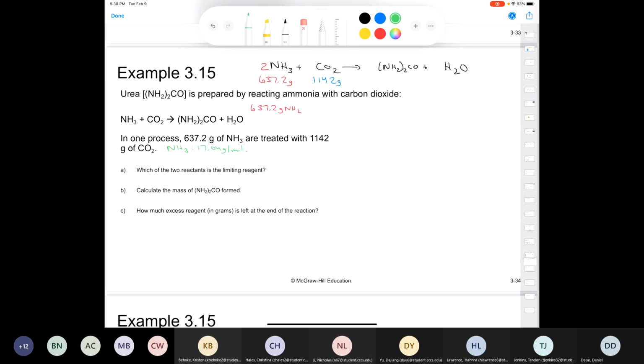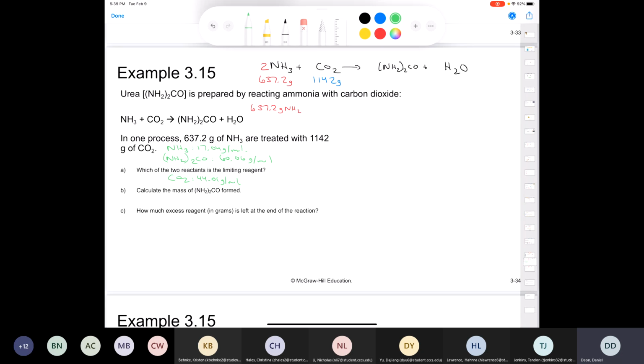Urea, NH2 2CO, is 60.06 grams per mole. And CO2, which we looked at in the last problem, so I'll just scribble it down here, is 44.01 grams per mole. Okay, so let's finish our calculation.